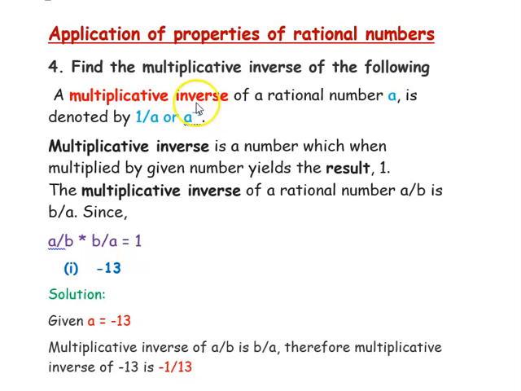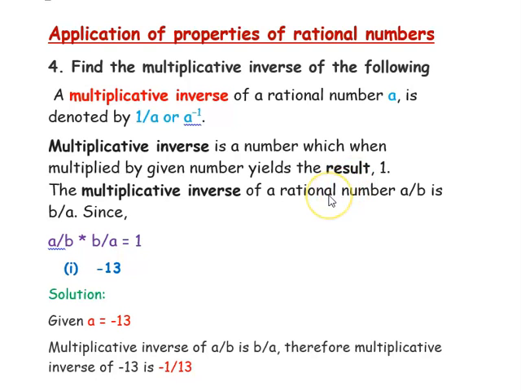So a multiplicative inverse of a rational number, say a rational number A, is denoted by 1 by A or A inverse. Suppose if the given rational number is A, then its multiplicative inverse is 1 by A. So multiplicative inverse is a number which when multiplied by the given number yields the result 1.